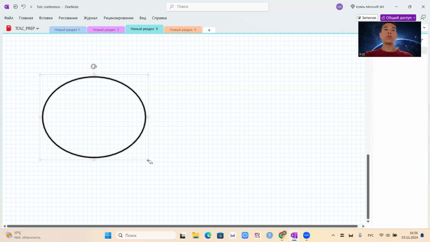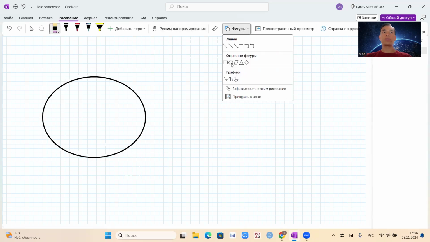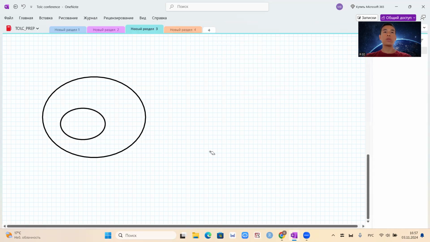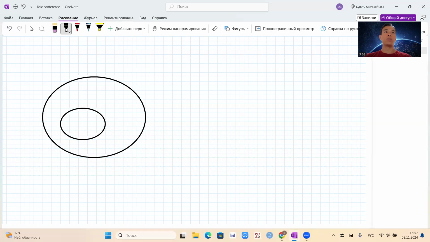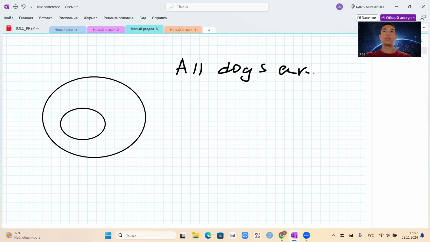For example, syllogism is the relation of sets. By a set I mean a group of something. If you draw two circles, and additionally I'll write a sentence: all dogs are animals. So this is a statement. All dogs are animals. It implies that the whole group of dogs is inside the group of animals.